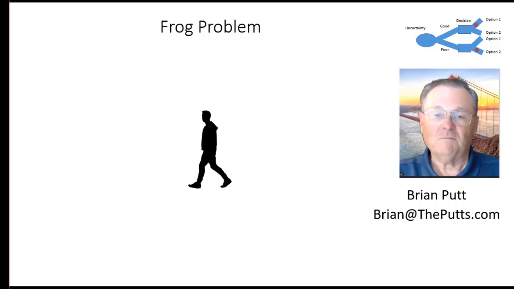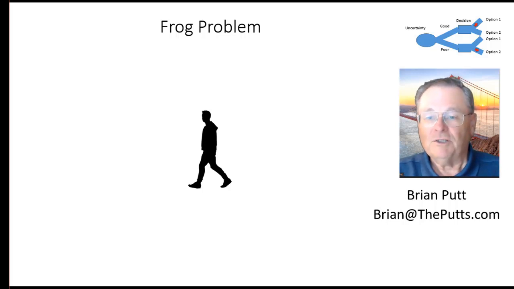This is Brian Putt. Today I'd like to talk to you about a value of information problem. It's called the frog problem. You can actually look up other solutions of this on YouTube, but I want to look at it a little differently. Let me describe the problem.